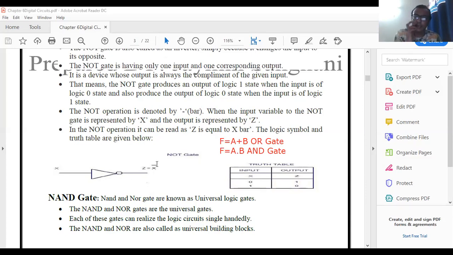So what is the example of NOT gate? Common emitter configuration. Simply say common emitter configuration is known as NOT gate. Now NAND gate. Up till now, whatever gates we have discussed are known as basic logic gates. Now we will discuss the universal logic gate.